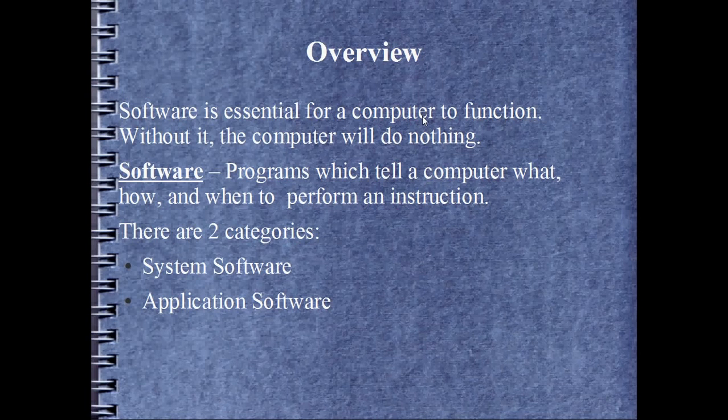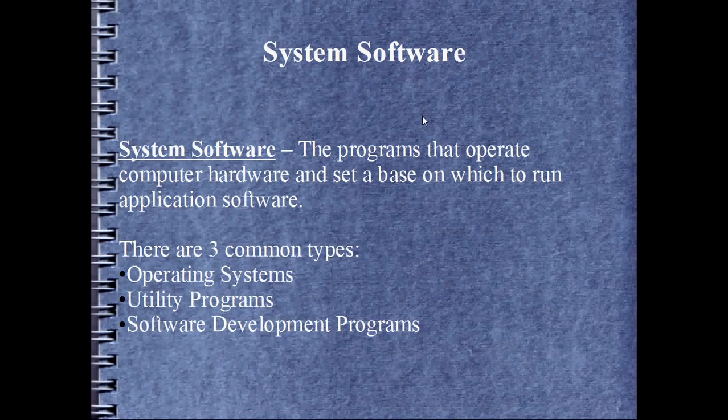Same thing as I said before, you're not going to learn to be an engineer from this. It's just basic understanding. With that said, software is what makes a computer useful. Without it, a computer is just really a huge paperweight. Software is just programs telling a computer what to do. There are two categories of software, system software and application software. System software is the programs that operate hardware and allow other software to run. Three common types are operating systems, utility programs, and software development programs.